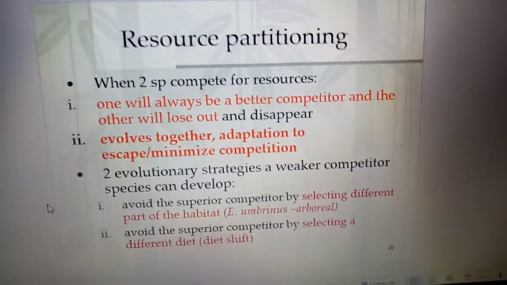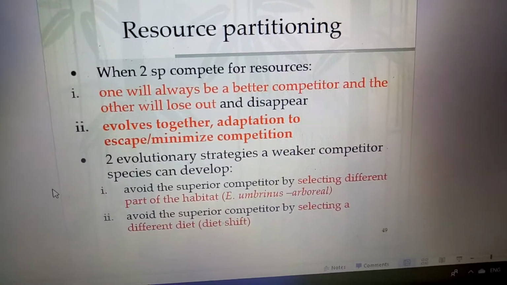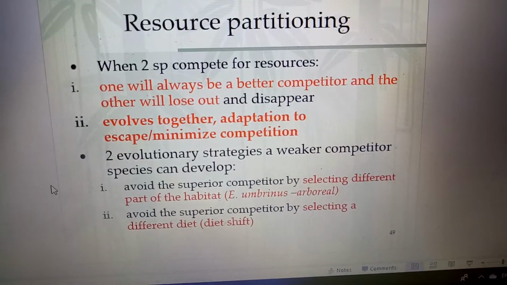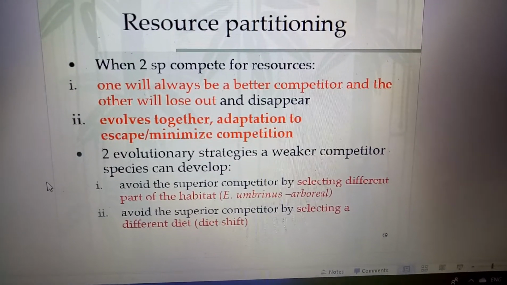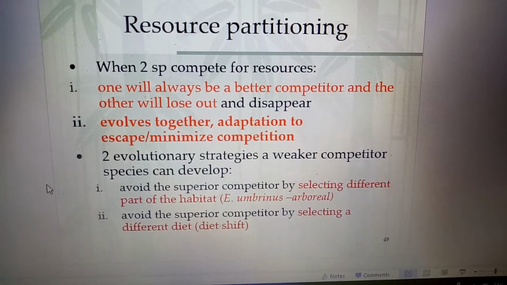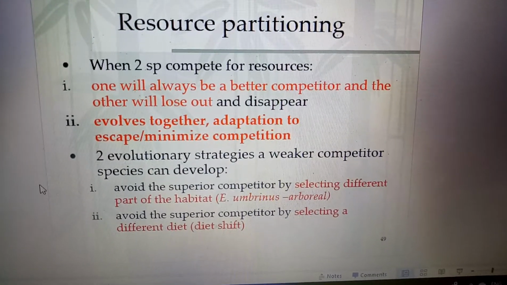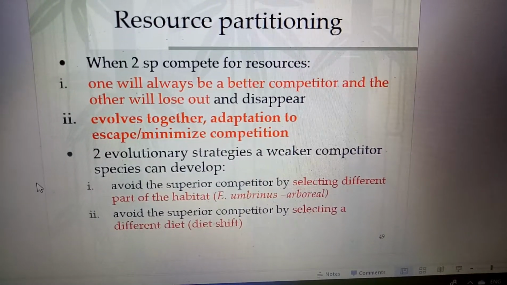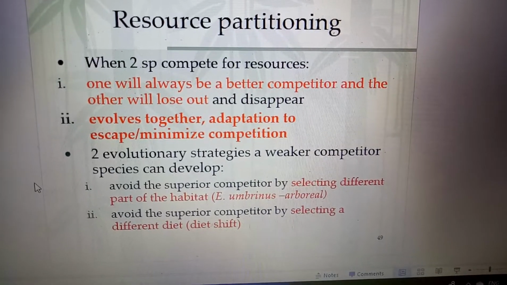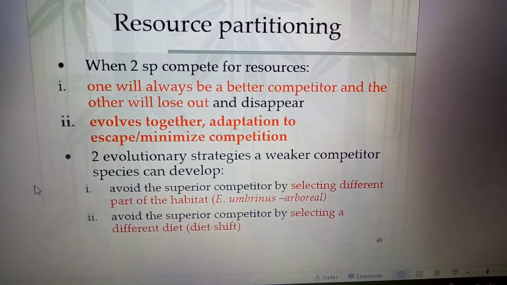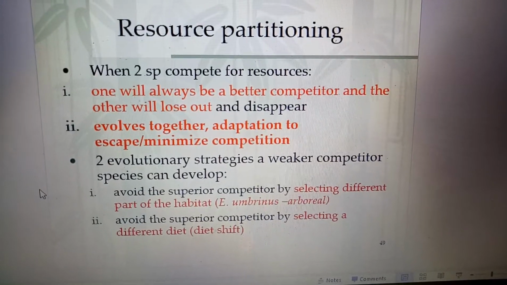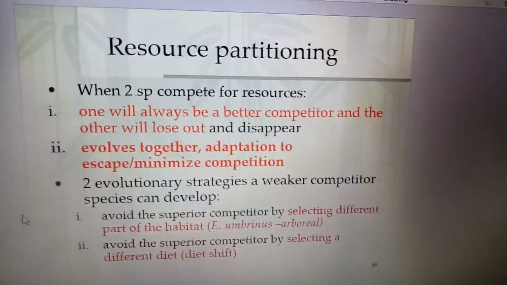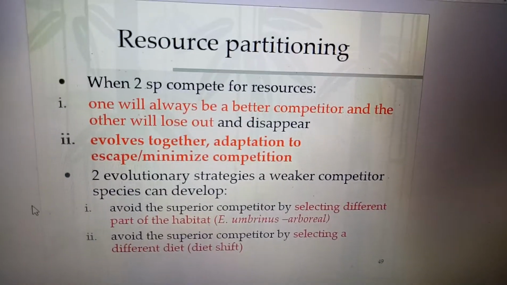Okay, resource partitioning. When two species compete for resources, one will always be the better competitor, and the other will lose out and disappear. Whereby, they have evolved together, with adaptations to escape and minimize competition. There are two evolutionary strategies a weak competitor species can develop. Number one, avoid the superior competitor by selecting a different part of the habitat, for example E. umbrinus being arboreal. Number two, avoid the superior competitor by selecting a different diet. Okay, there is a diet shift.